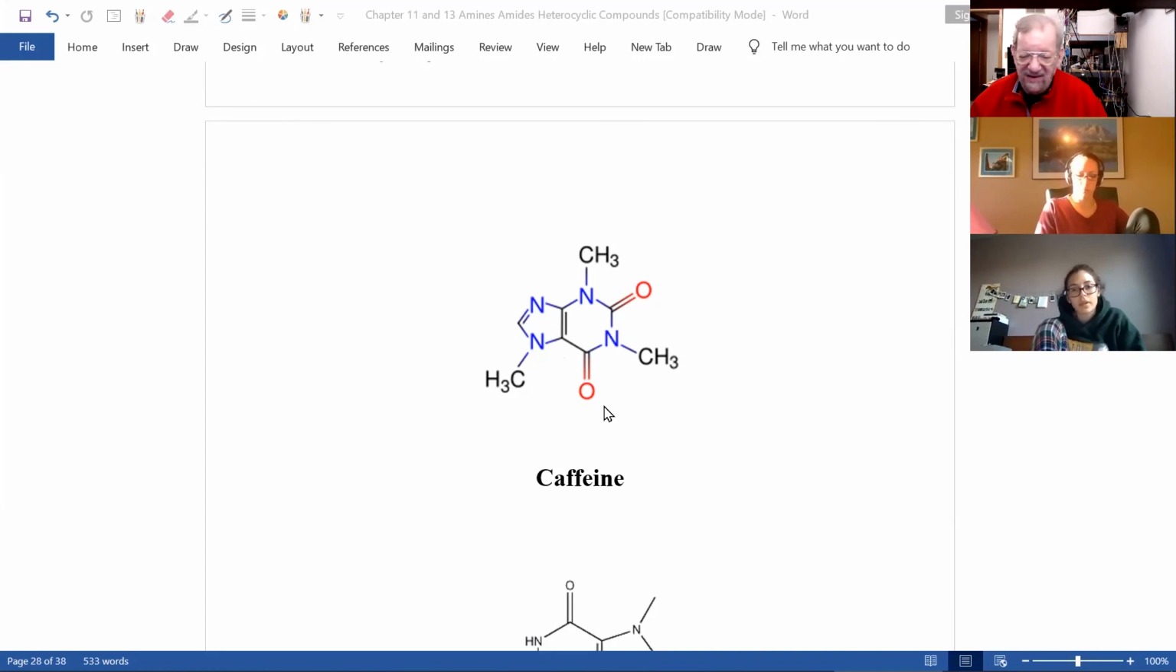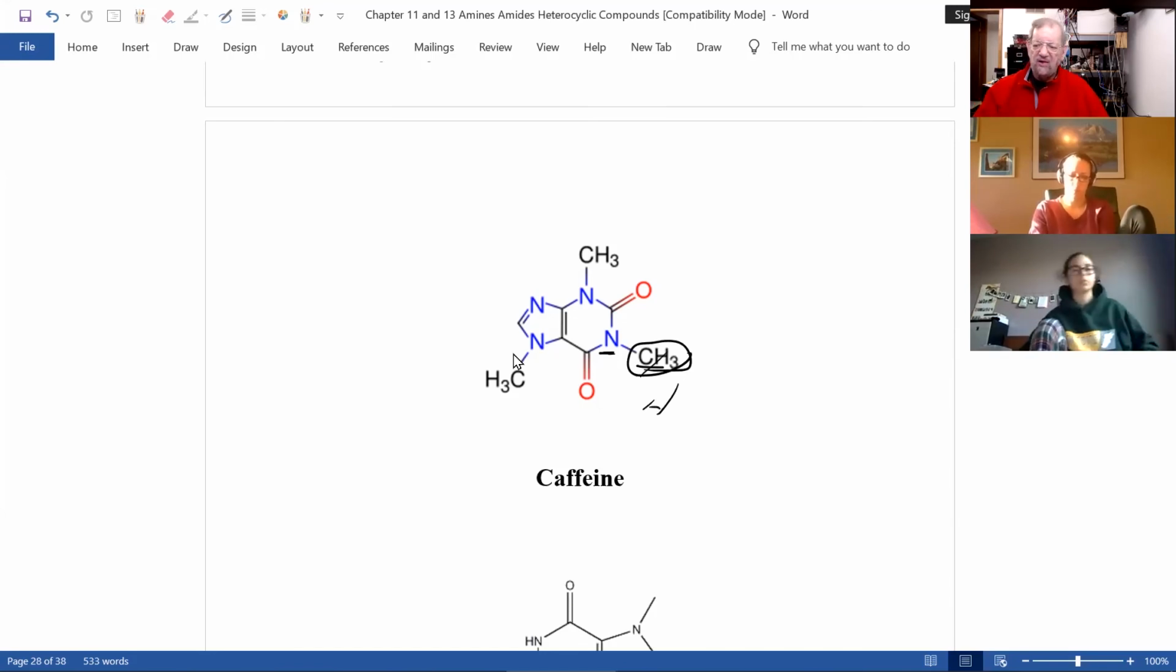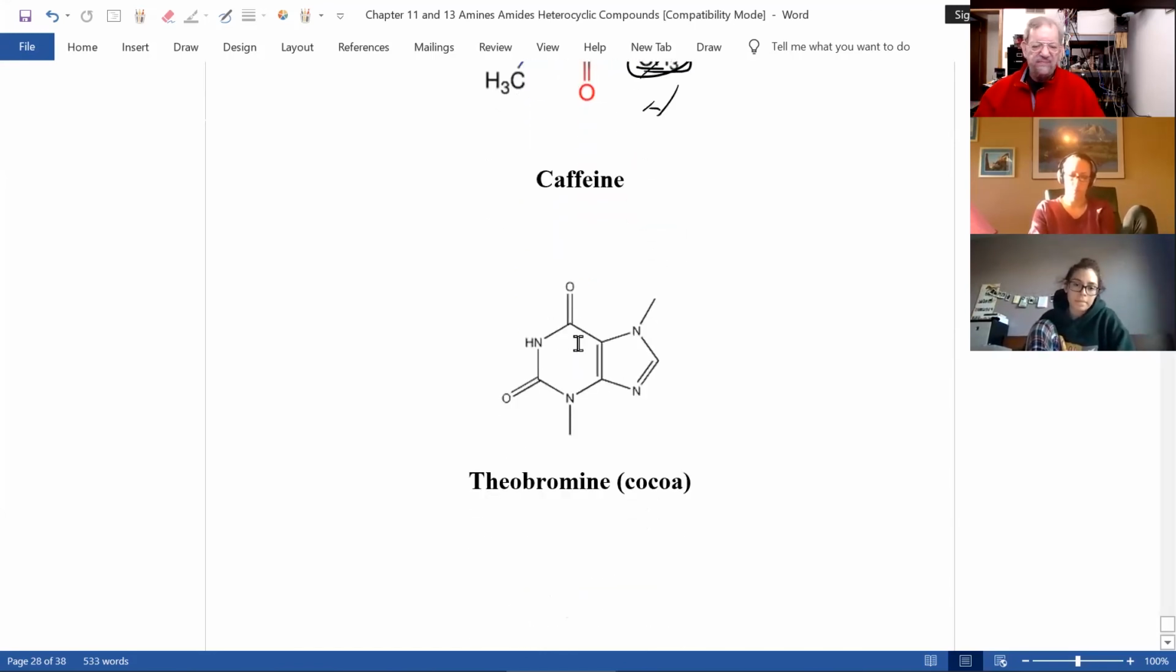But anyways, this is caffeine. How this molecule gets you buzzed and keeps you awake, I have no idea, but it does. Now, if you notice right here, this nitrogen has a methyl group on it. If you take that off and replace it with a hydrogen, you have this compound. And here's that same nitrogen. This is called theobromine.